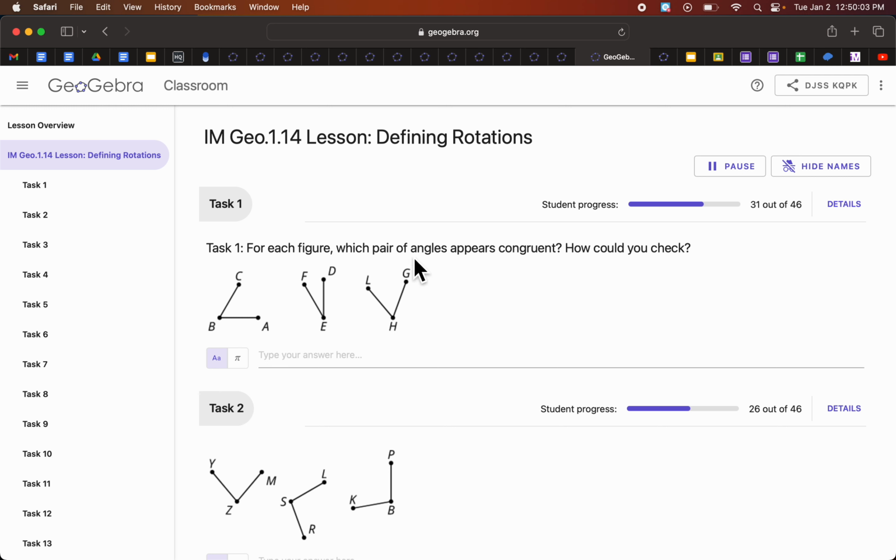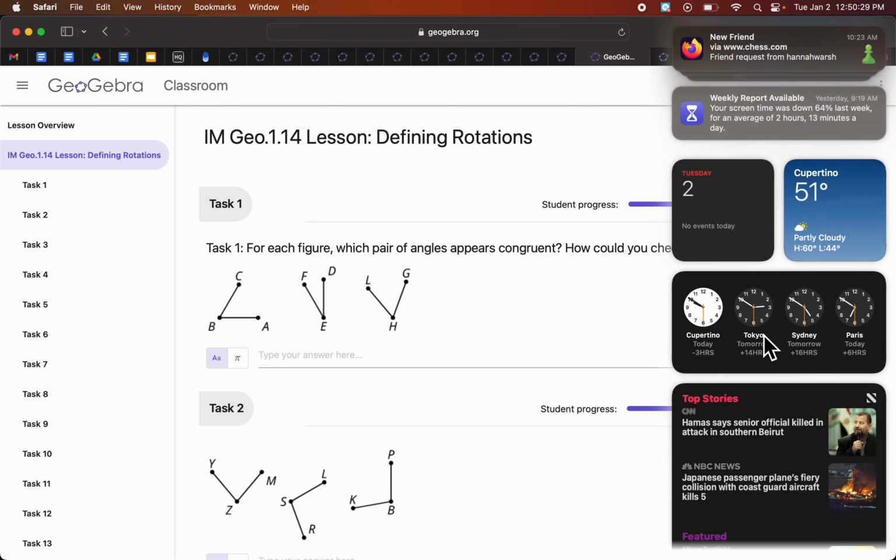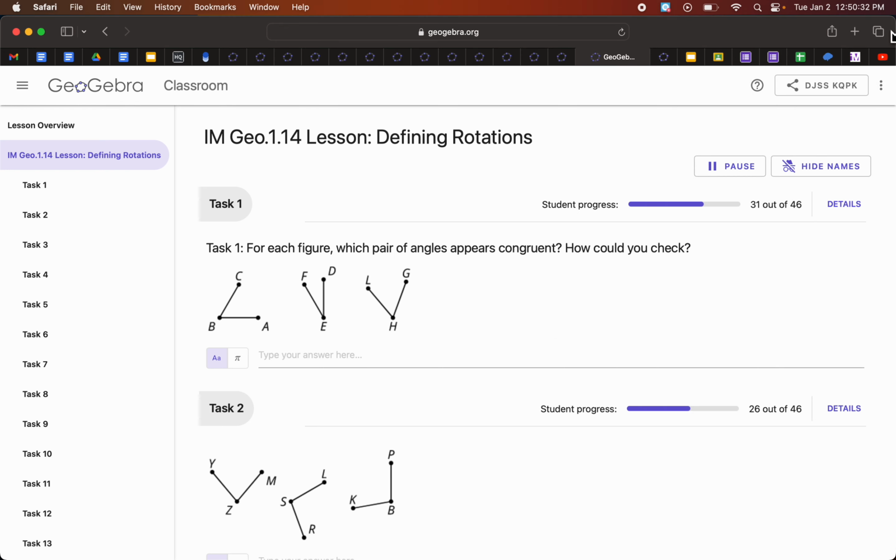When we talk about angles being congruent, this right here is a 90-degree angle, right? Isn't that also the same as the corner of the screen? Now, the top edge of the screen and the side of the screen are definitely longer than these edges here, but they're still congruent as angles.